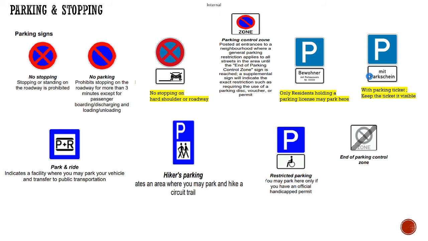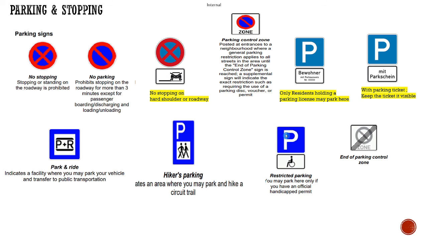If you see this parking symbol with this supplementary sign, this means you can park here, but with a parking ticket, and make sure that the ticket is visible. Okay, if you see this P plus R, this means that there is a facility where you could park and then continue your ride on public transportation. Okay, if you see a parking symbol associated with an additional supplementary image, this means that there is a parking place for hikers. So that means there will be a parking lot. You can expect vehicles coming in and out of that parking lot. You can also expect people moving in and out of this location. So beware that this could all happen.